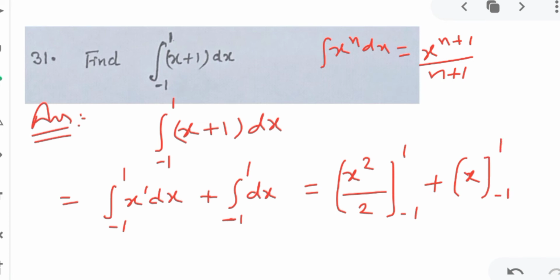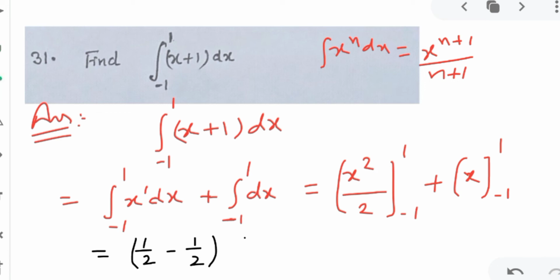Okay, now we'll put in the lower limit and upper limit. In the first term, I will first put the upper limit 1. So 1 square upon 2, 1 square is 1, so I am writing directly 1 upon 2, minus the lower limit. For the lower limit, the x value will be -1. When you put x as -1, -1 square will be +1. So ultimately it is 1 upon 2.